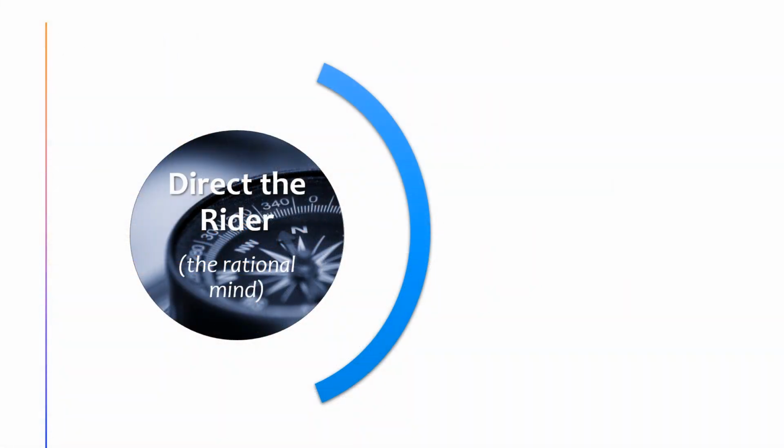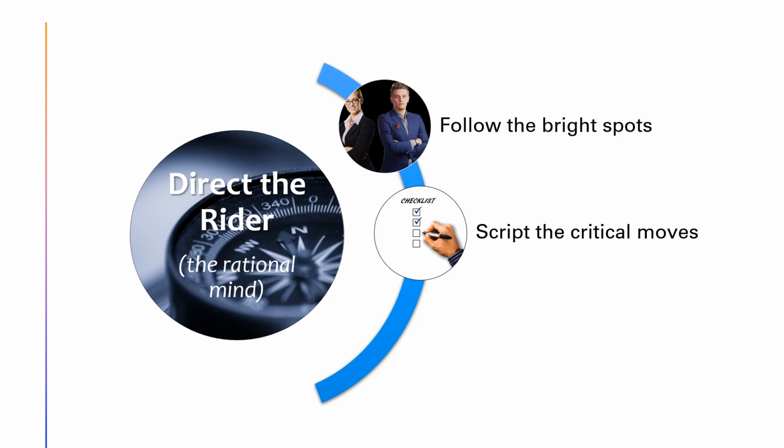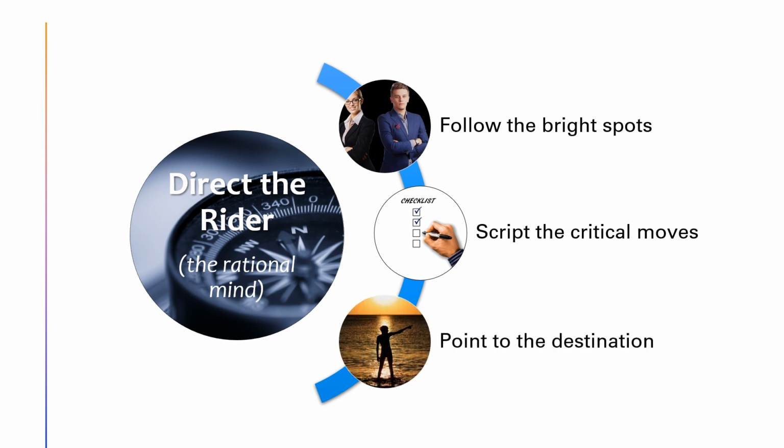First, direct the rider. The rider is critical to providing direction. One way is to give the rational mind a good example of the change you are seeking, called follow the bright spots. Another is to script the critical moves to give the rational mind specific steps to make the change. Finally, giving the rational mind a destination can keep it from getting bogged down.